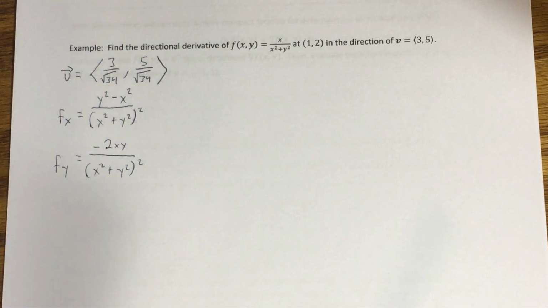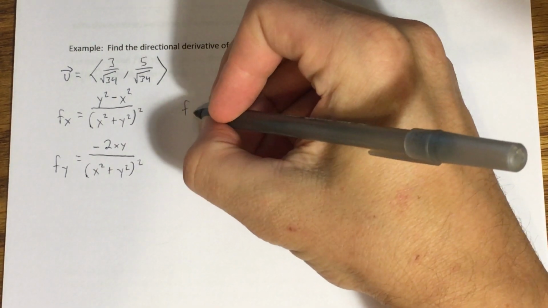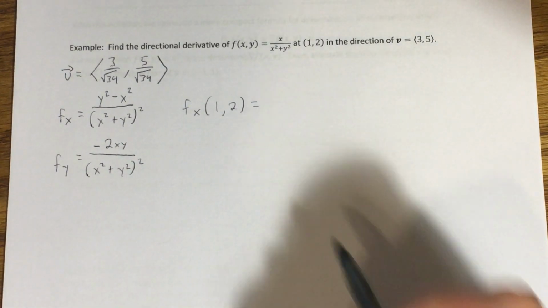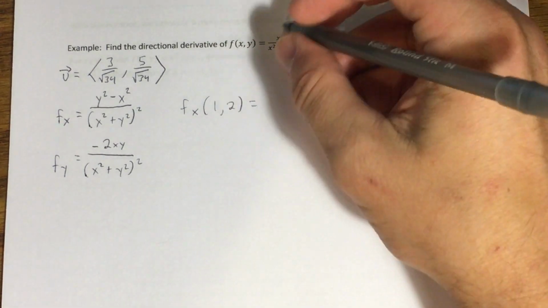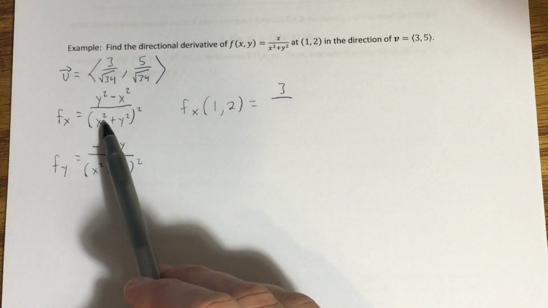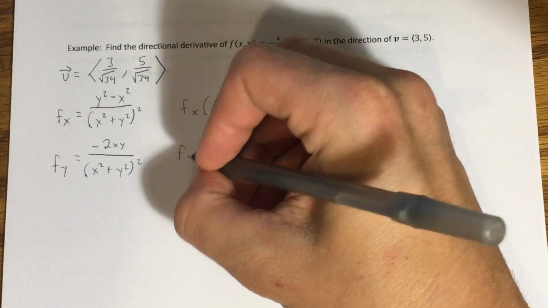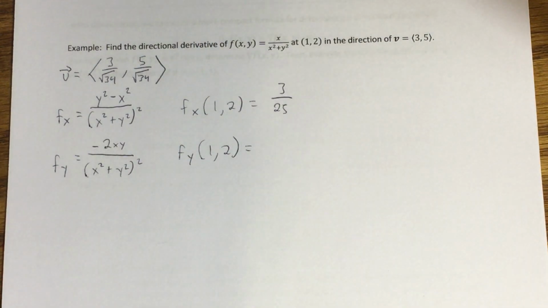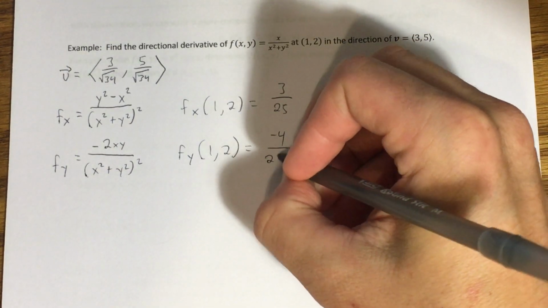Okay? We need to plug our point 1, 2 into these partial derivatives. What is fx of 1, 2? Okay, so that would be 2 squared minus 1 squared, that's 3, over 1 squared plus 2 squared, that would be 5, and then I square that, and I get 25. So that'd be 3 over 25. Fy of 1, 2. Okay, that'd be negative 2 times 1 times 2. That's going to be negative 4. And I have the same denominator here that I did here. That would also be 25.